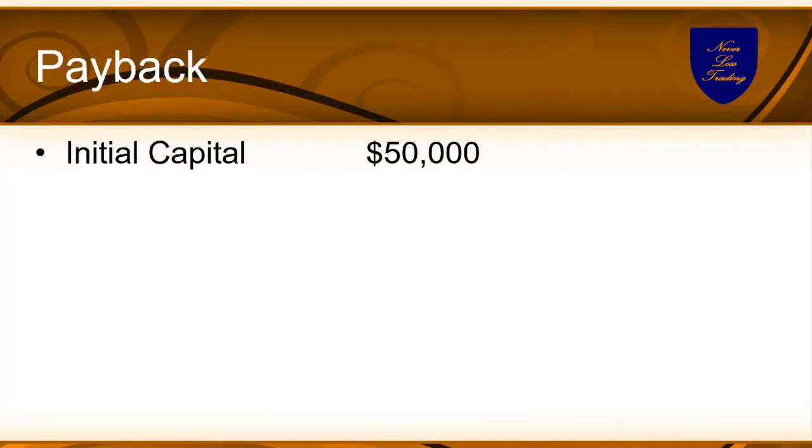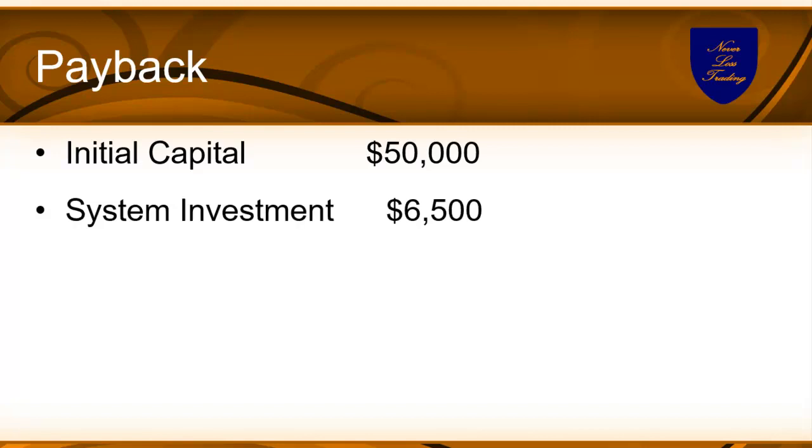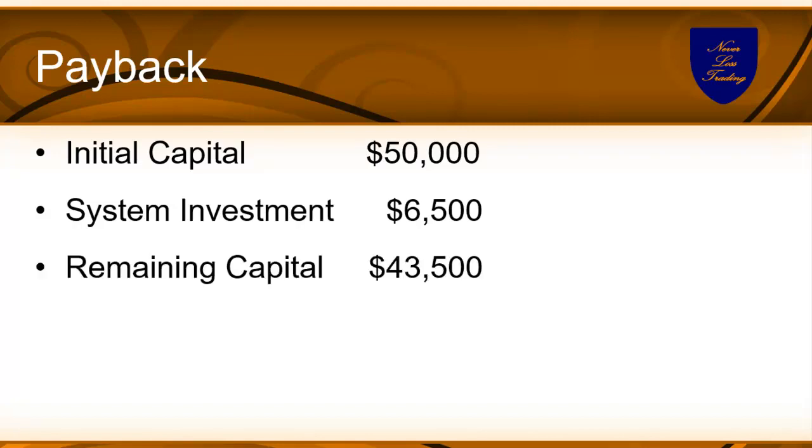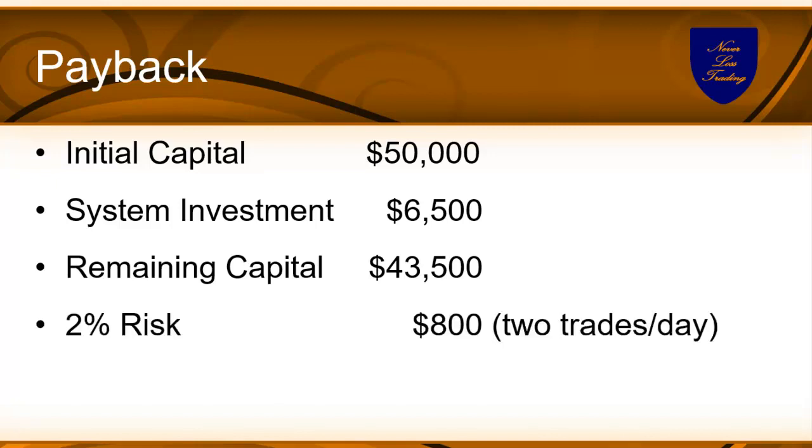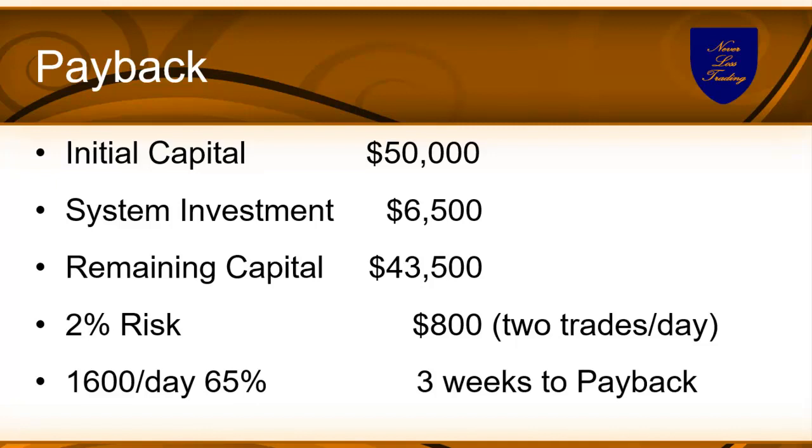The key for an investment is also always how fast you can have a return on it. So if you start with an initial capital of 50,000, and the system costs you 6,500, you have a remaining capital of 43,500, and with a 2% risk you could have $800 of risk per trade. So within that, when everything works out, you could have a very quick payback on the investment, and then basically you will trade for free because you have paid yourself back the tuition and you have the knowledge of what we teach you.